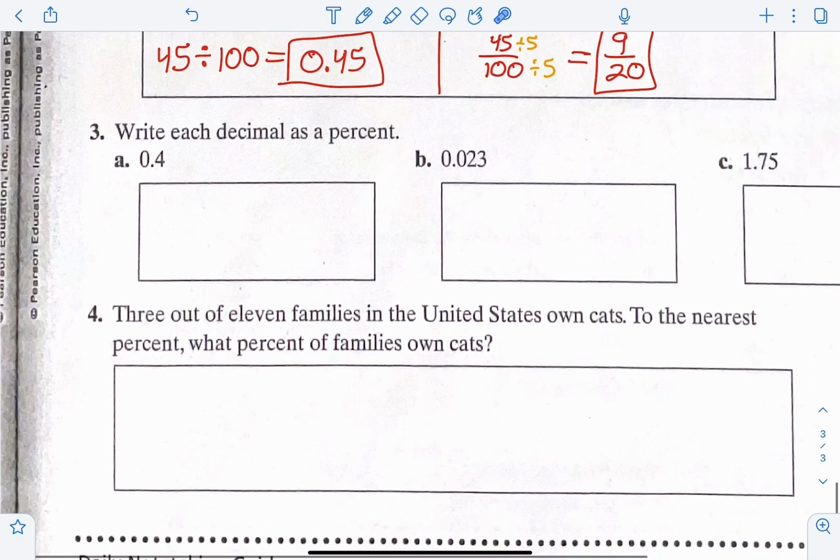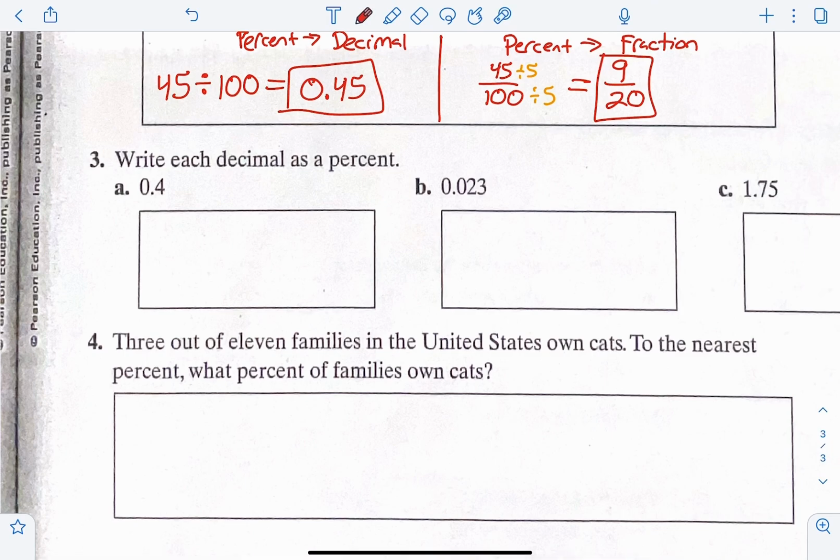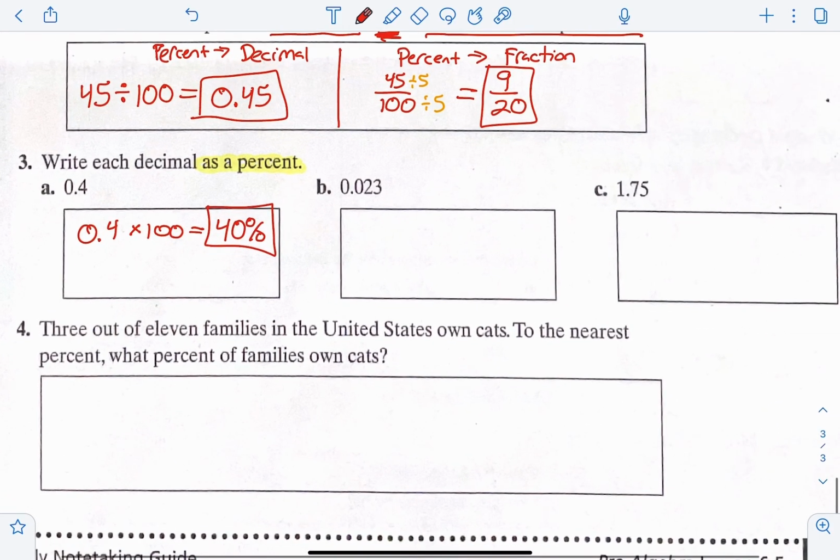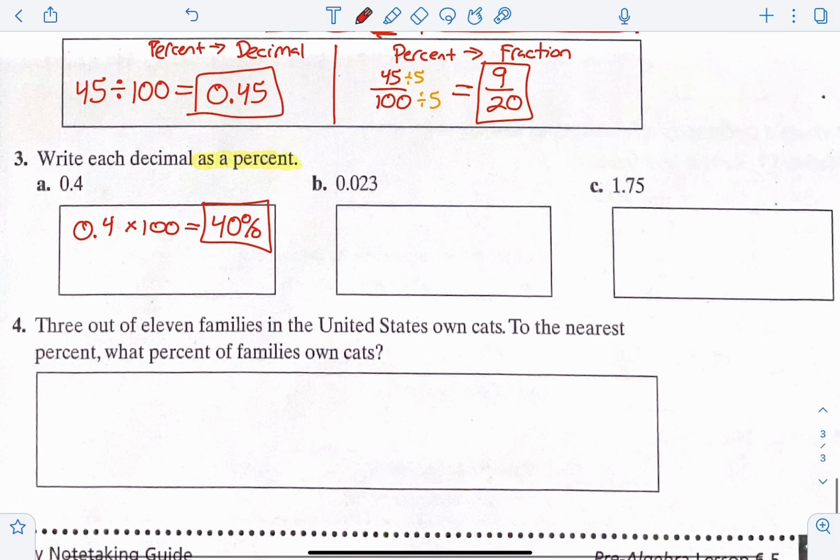All right, for the next set, it says write each decimal as a percent. So going from a decimal to a percent, we said that we times it by 100. So if I have 0.4 times 100, I get 40% as my answer. Remember that since we're writing it as a percent, we should have a percent symbol in our answer. So go ahead and do B and C on your own. Pause the video, and then we'll come back together and check them.